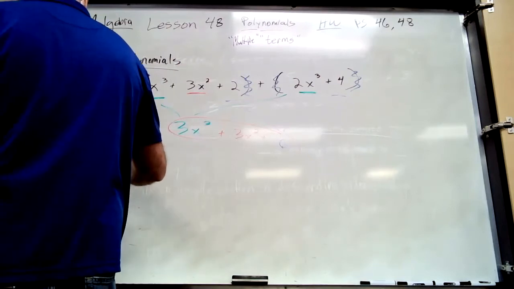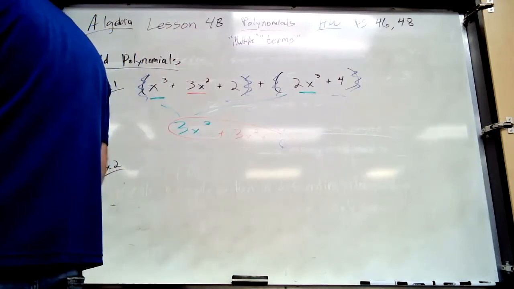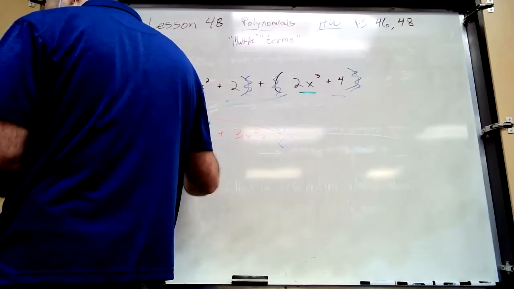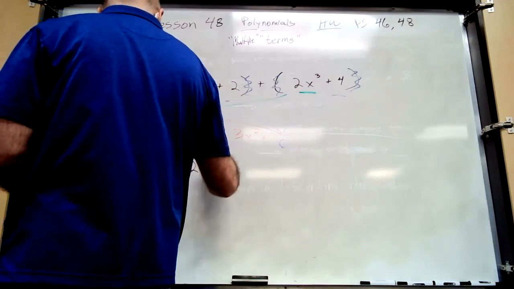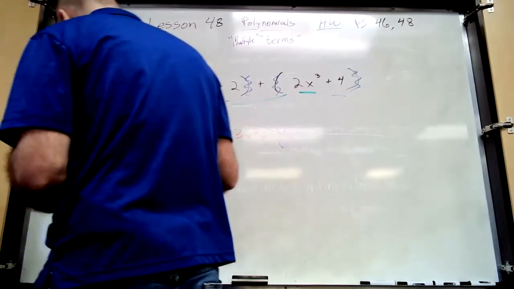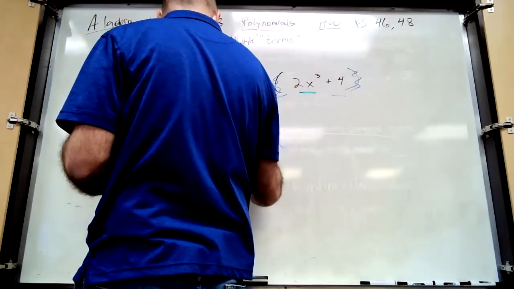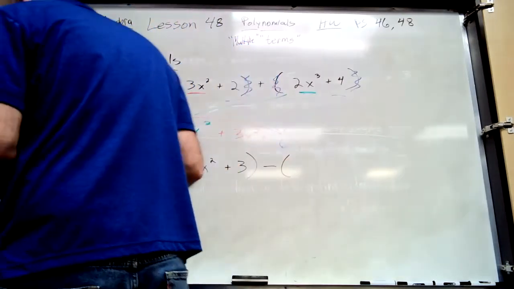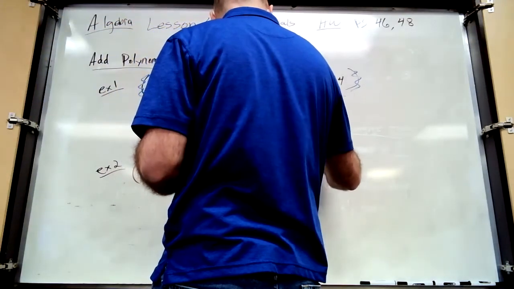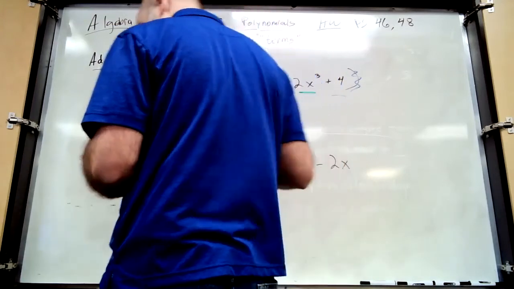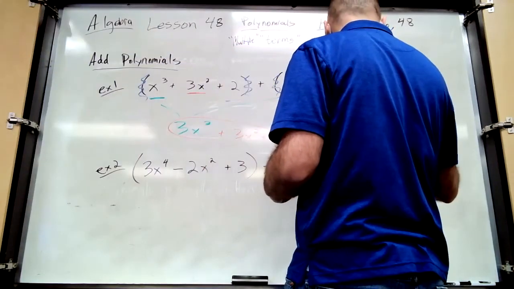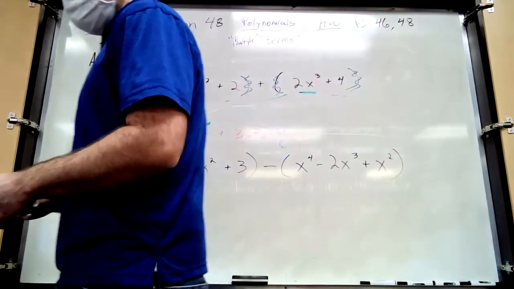This one, I'm going to step it up a notch. This is a little weird. 3x to the fourth minus 2x squared plus 3, parenthesis, minus another parenthesis, x to the fourth minus 2x to the third plus x squared.